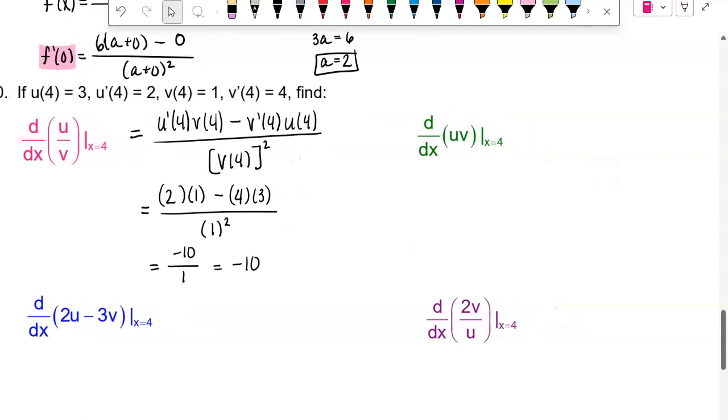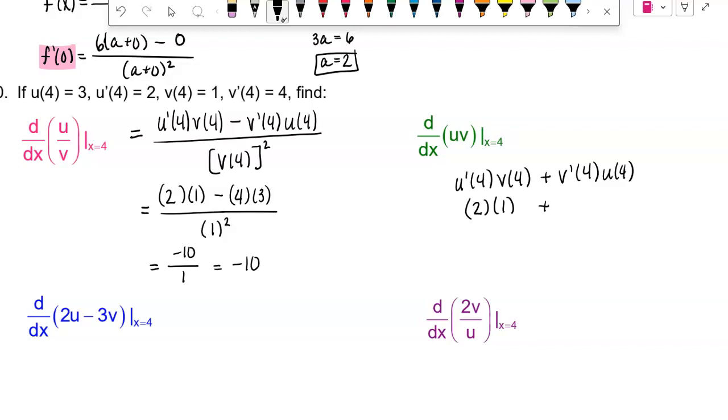On the next one, on my green one, they want us to find the derivative of u times v at x equals 4. So right here, this is product rule. You're going to take the derivative of the first times the second plus the derivative of the second times the first. And then you're going to substitute the information back in. So u prime of 4 is 2, v of 4 is 1, plus v prime of 4 is 4, times u of 4, which is 3. So you've got 2 plus 12, which equals 14.